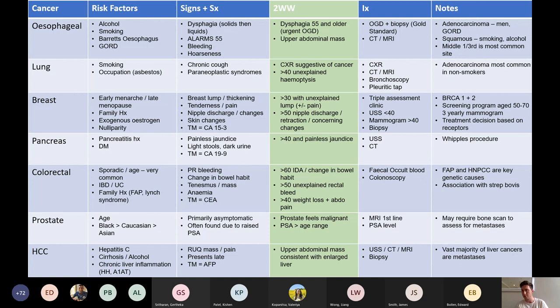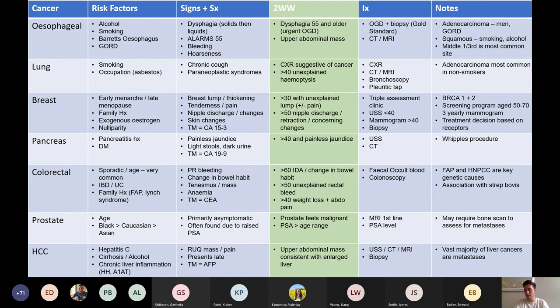But then there are some organ-specific areas that you might want to try and tease out in the history. Some are obvious: any breast lump should be referred under the 2 week wait, because that will come out in your presenting complaint. They say, I've got a breast lump. Okay, right, that makes sense, 2 week wait. But others, like hemoptysis, might not necessarily come out in somebody who's got lung cancer, and you may have to ask that directly. So I'd recommend going through this at some point, just to get these 2 week wait criteria in your head.